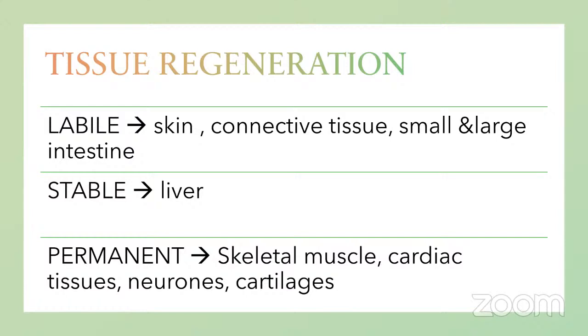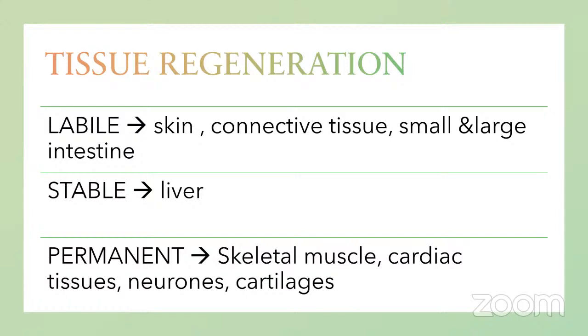So that's the difference between labile tissue like skin and stable tissue like liver. In skin, new skin cells will be formed from stem cells. Whereas in the case of liver, new liver cells won't be formed from stem cells. It will regenerate from pre-existing mature cells. So that's the difference between a labile and a stable tissue.